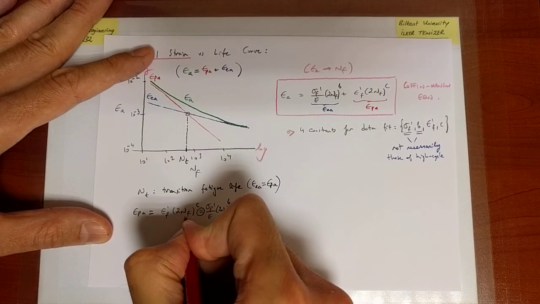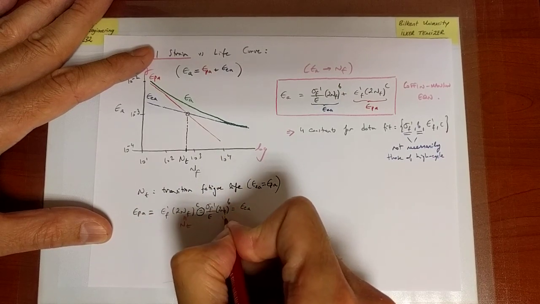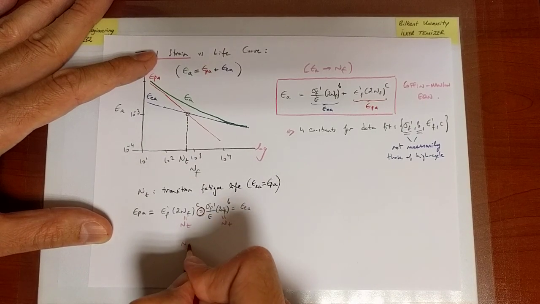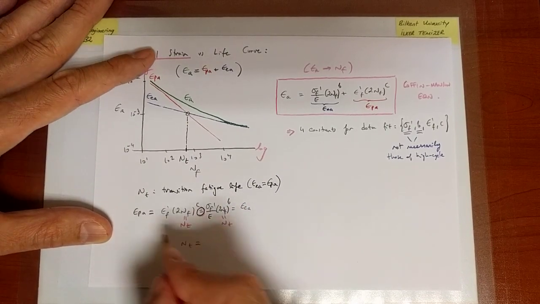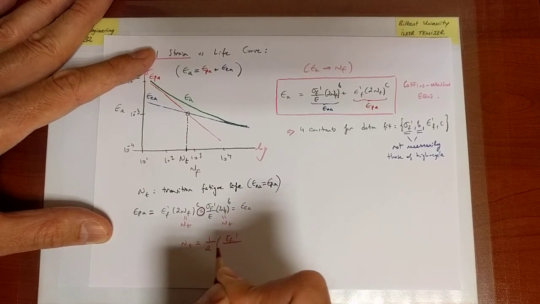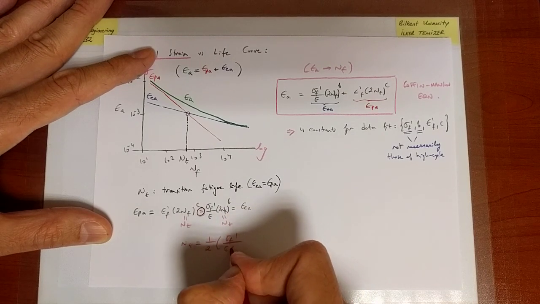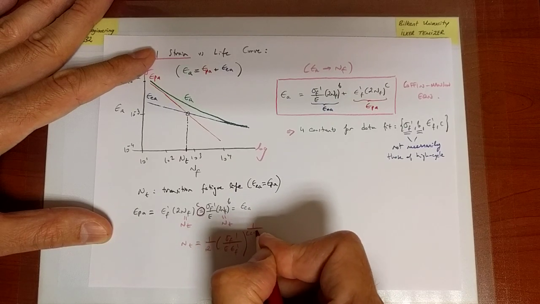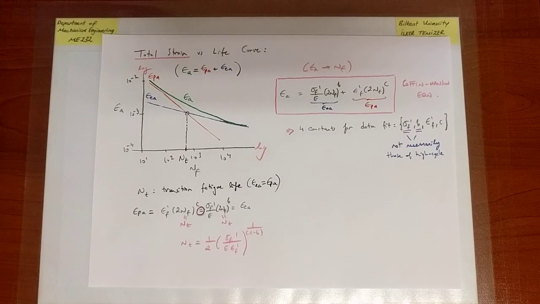So NF is equal to NT. If this equality is invoked, the transition fatigue life can be extracted to be 1/2 (σ_f'/(E ε_f'))^(1/(c-b)). And the transition fatigue life essentially serves the purpose of clarifying that fuzzy transition between low to high cycle fatigue.